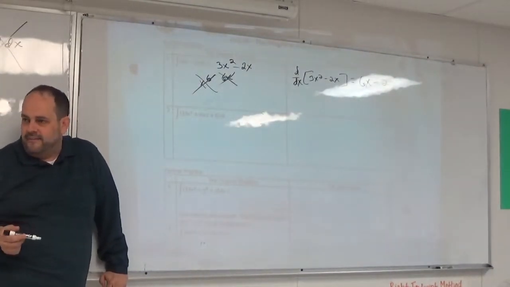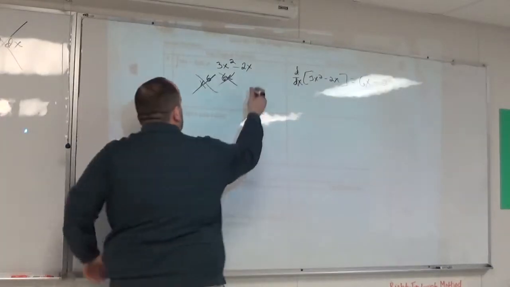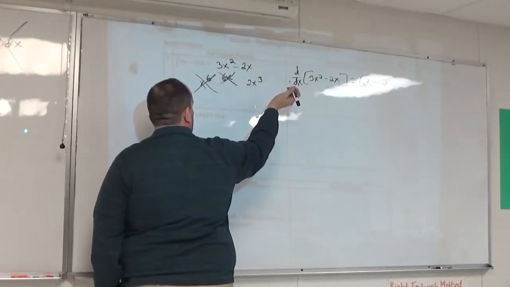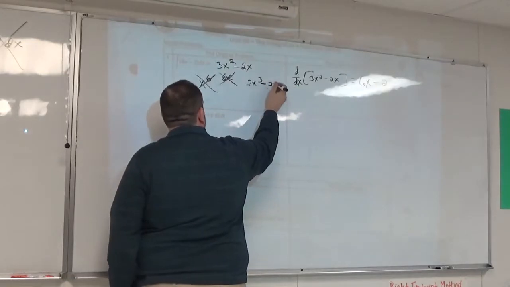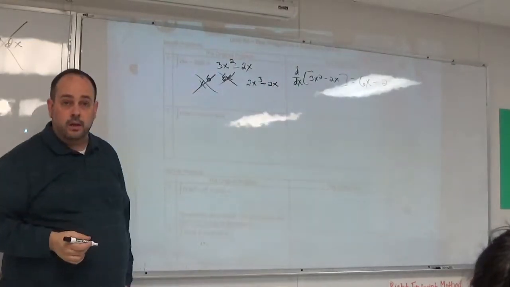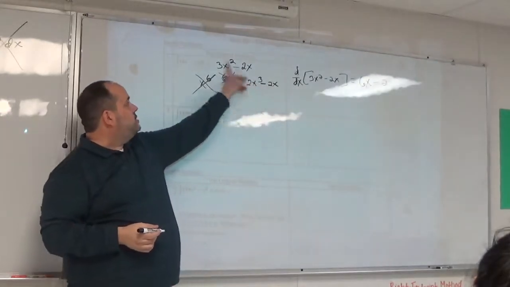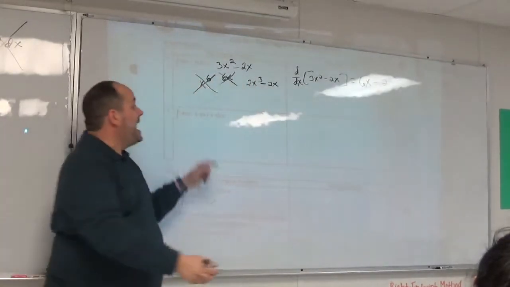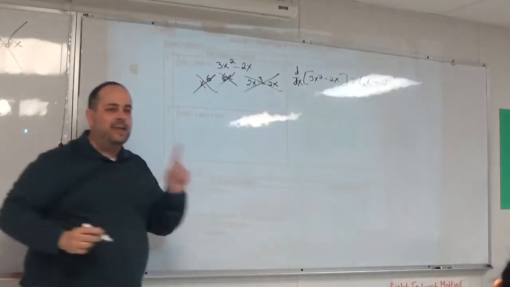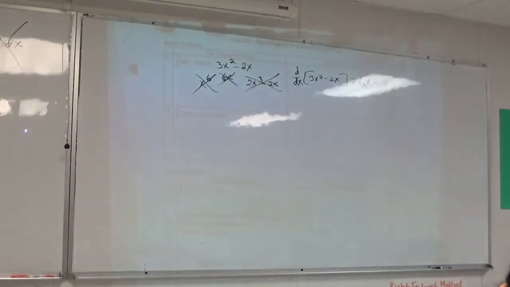What you got? 2x cubed minus 2x, does that work? Take the derivative. No. Take the derivative and you get 6x squared. Not this. Does anybody know another one? Does anybody know another function that has 6x minus 2 as its derivative?